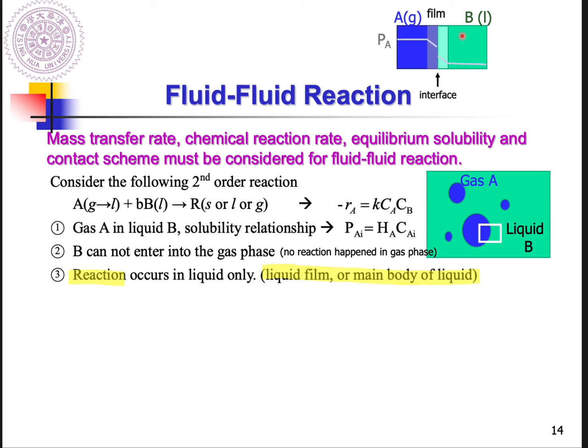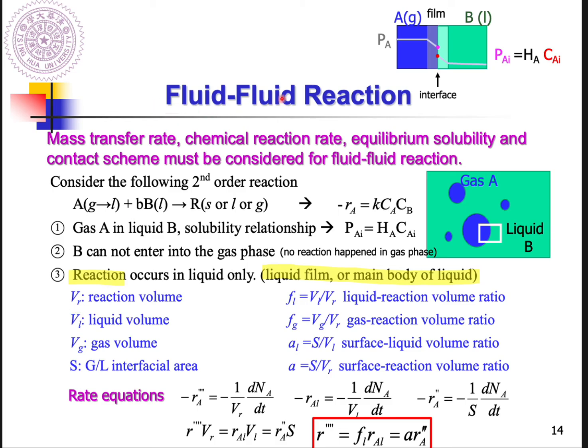And when you plot the concentration profile as a function of location, you can see PA diffusing through the gas film. Based on the solubility, you get Cai, and A is also diffused through the liquid film and reacts with B. Okay.